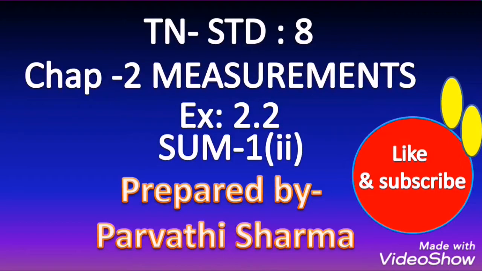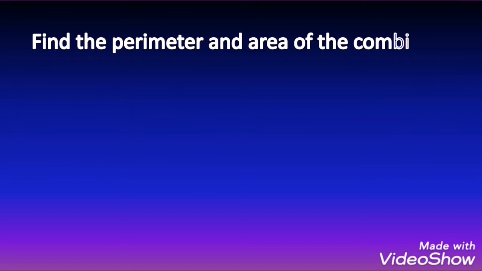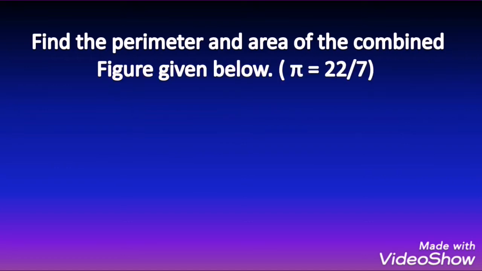Hello everyone. Now we are going to look into Standard 8 Chapter 2 Measurements. Exercise 2.2, Sum 1, question number 2. The given question is: find the perimeter and area of the combined figure given below. Pi is equal to 22 by 7.